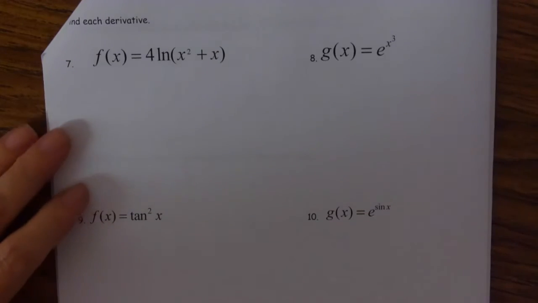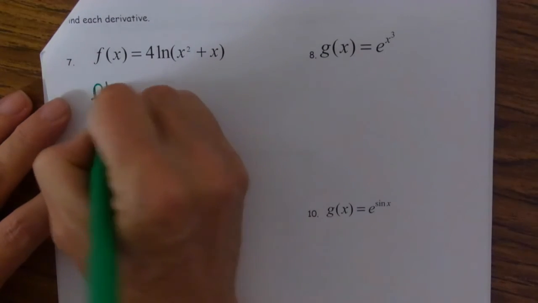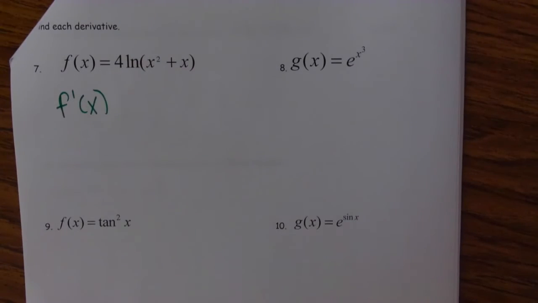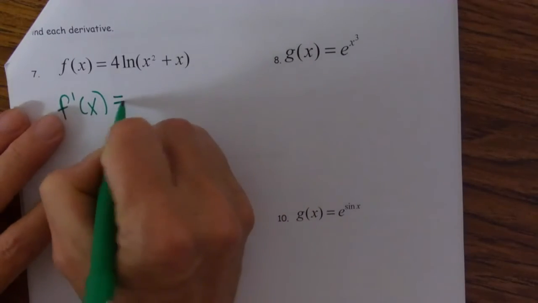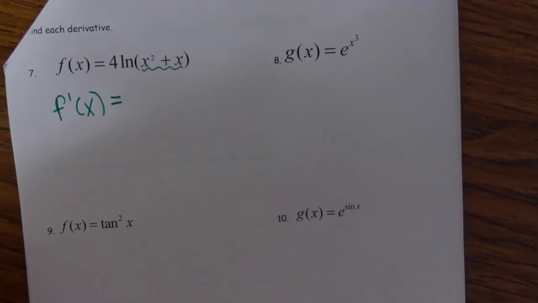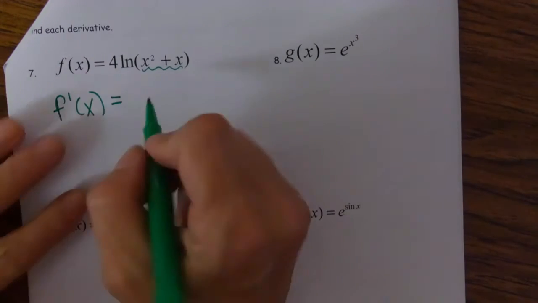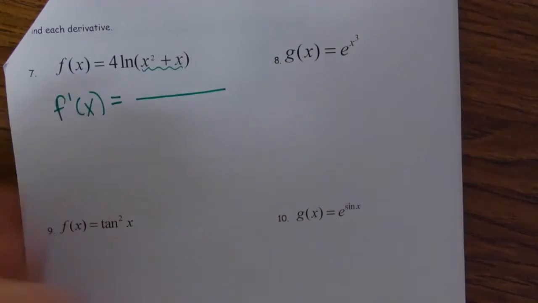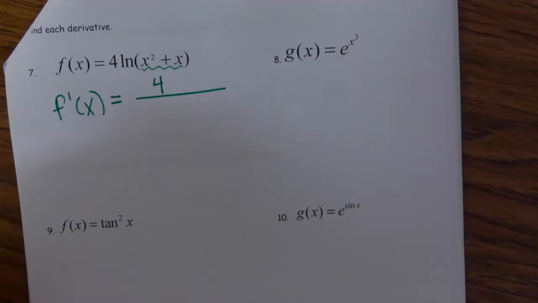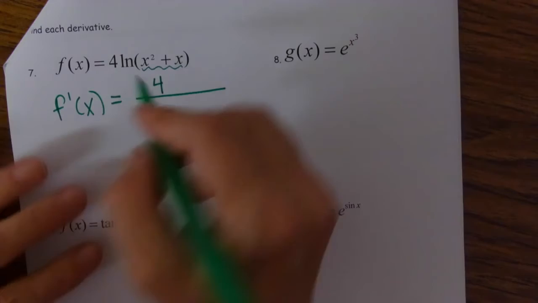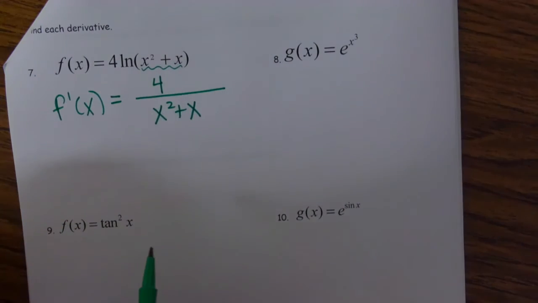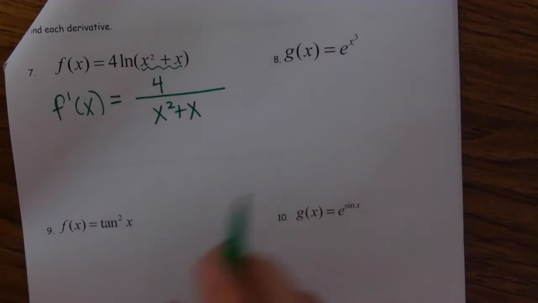What about this one? What happens with the natural log? So what happens with a log? This guy goes to the bottom, and then we take his derivative. So what is that going to be? The 4 is just going to hang out, right? It's just a coefficient. So 4, where's the x squared plus x going to go? The bottom. And then what do we have to do with x squared plus x? We have to take its derivative.